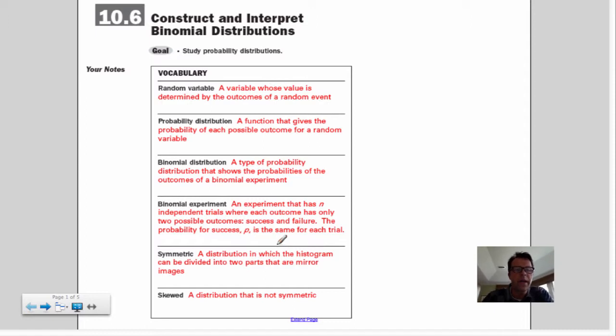So here we go. This is section 10.6. It's called Construct and Interpret Binomial Distributions. A whole bunch of vocab, pretty interesting. I'm going to kind of skip it. You're welcome to read over it. The binomial distribution, we'll get into in detail. Binomial experiments are kind of similar, tied together.